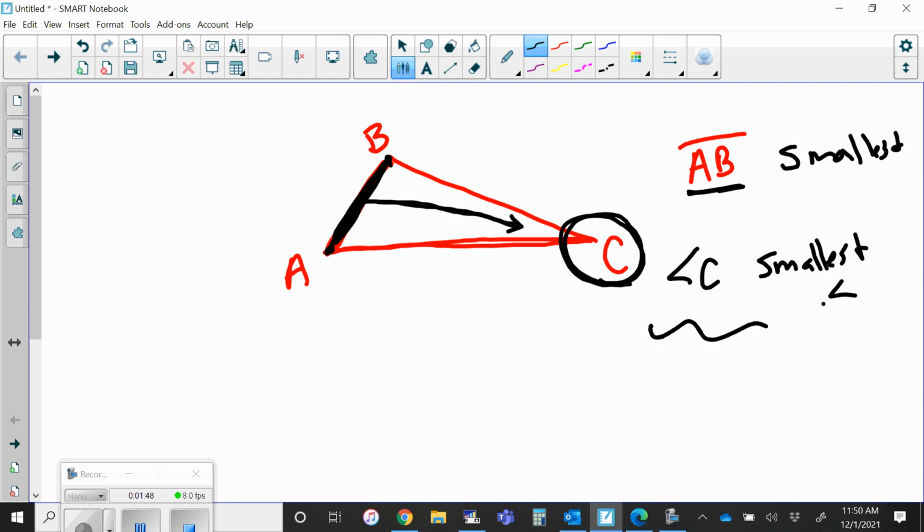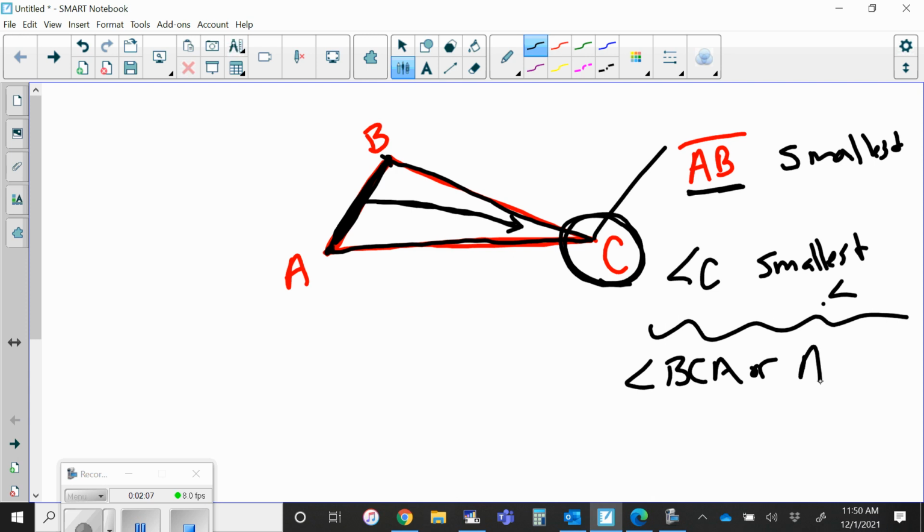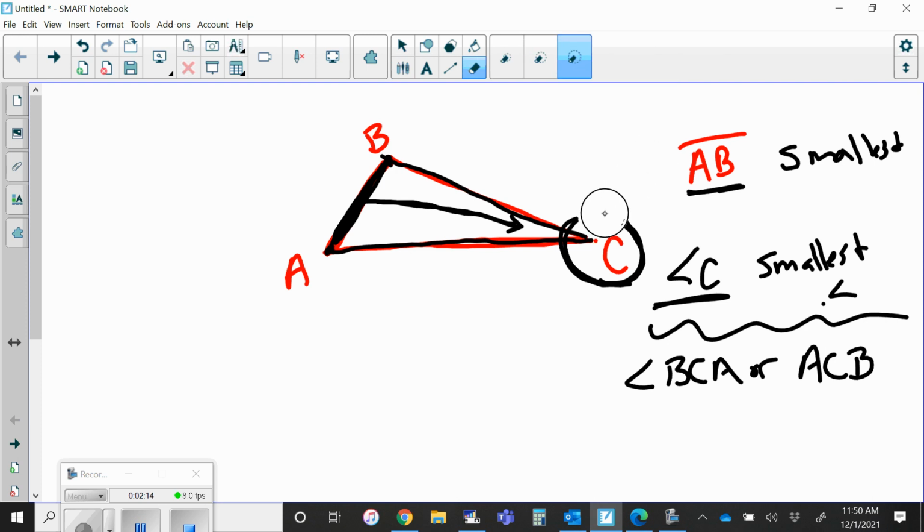How else could I name angle C? Let's pretend there was more than one way. Like if there was a line here, what would I name this angle that I just redrew for you? What would I name that angle? Angle what? BCA, that's one way. Or what? ACB. Or we could call it angle C if there's no other lines. Like if it was just like this, we can call that angle C because there's only one angle that can happen at that vertex. Do you guys see the difference? Yes or no? All right.